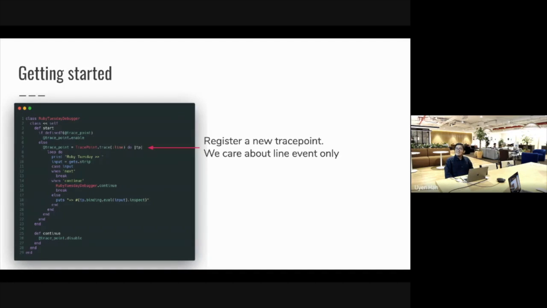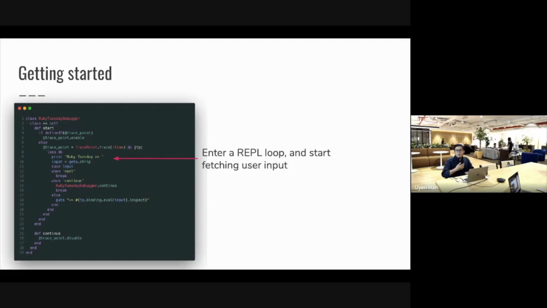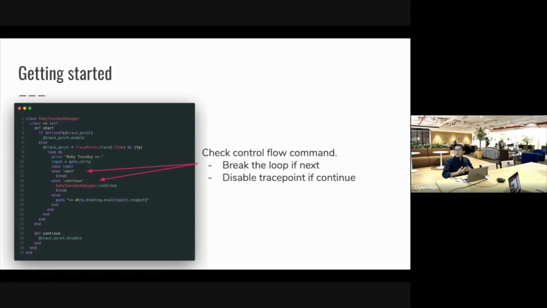It is a really simple debugger I built for today's presentation. Right now, you can see that I create a class called RubyTuesday debugger, and it has only one class method called start. In this method, it will register a new TracePoint, and we care about the line event only. Therefore, we register the TracePoint for the line event. In this method, it will try to get the user input with the gets method. Then we match the user input with our control flow commands, which are next or continue.